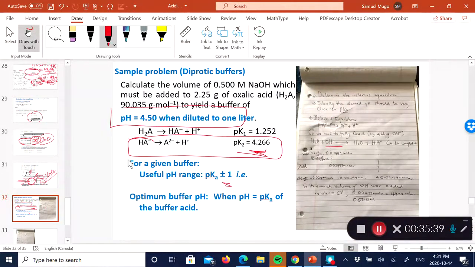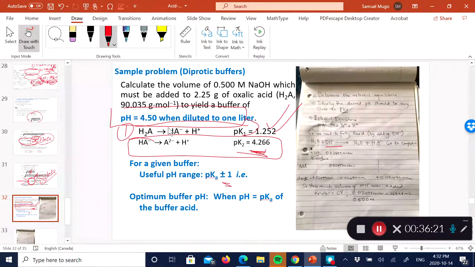Meaning I need to titrate and add hydroxide to oxalic acid until the first equilibrium goes to completion, and then after that I protonate and titrate the second reaction halfway. And that's what I have here. So determine the relevant equilibria based on this relationship, and ideally the desired pH should be very close to the pKa. And of course you can see the pH of interest is 4.5 and the pKa in this equilibrium is 4.2, meaning this is the relationship that I'm looking for.